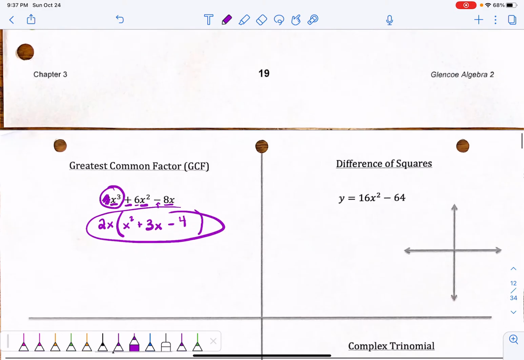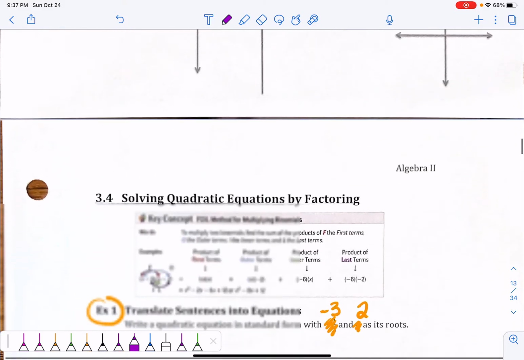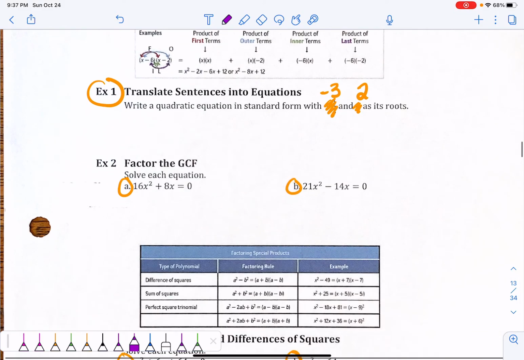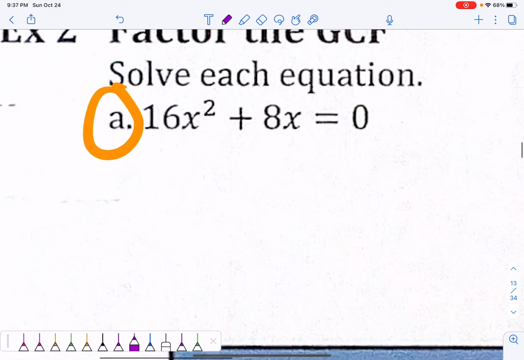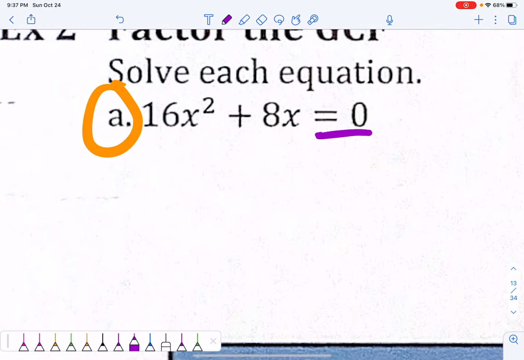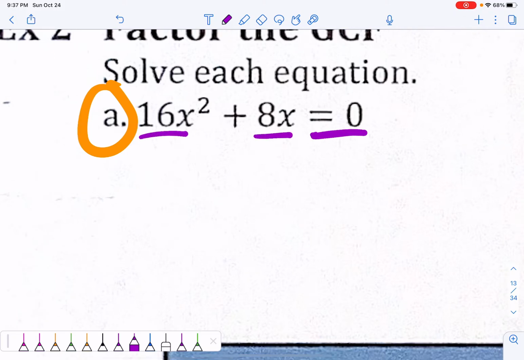All right, so let's go down to your note sheet really quick, and let's look at a couple greatest common factor problems. I'm going to skip to example 2. So go to part A. Let's do a greatest common factor here, and in this case, they have it set equal to 0. So note that we're going to be setting it equal to 0 at the very end. All right, so 16x squared plus 8x. I notice that they're both divisible by 8, and I can take an x out, okay?